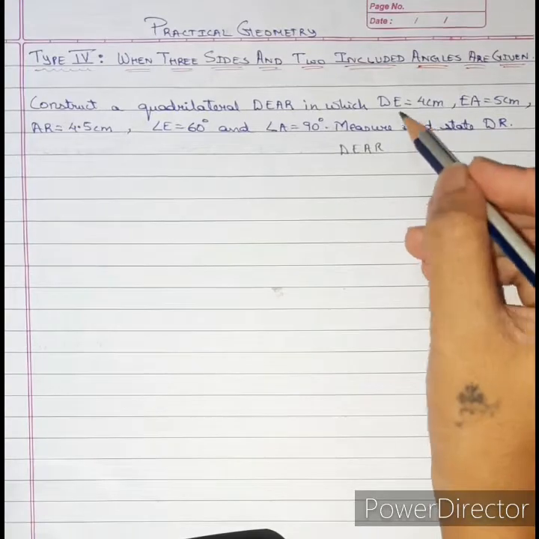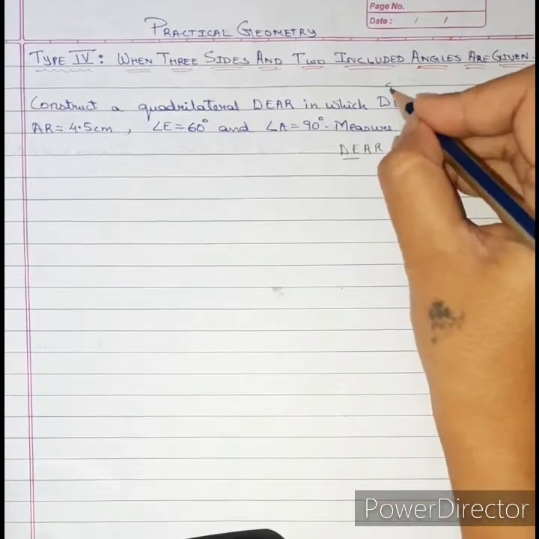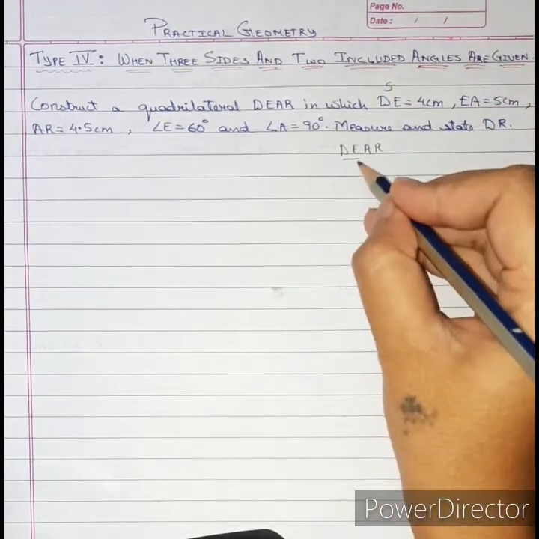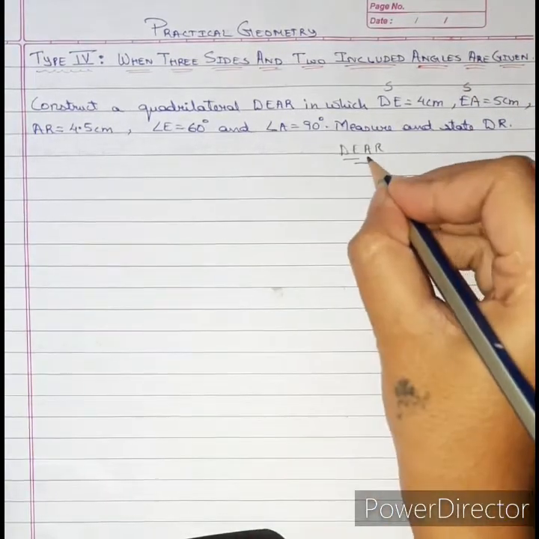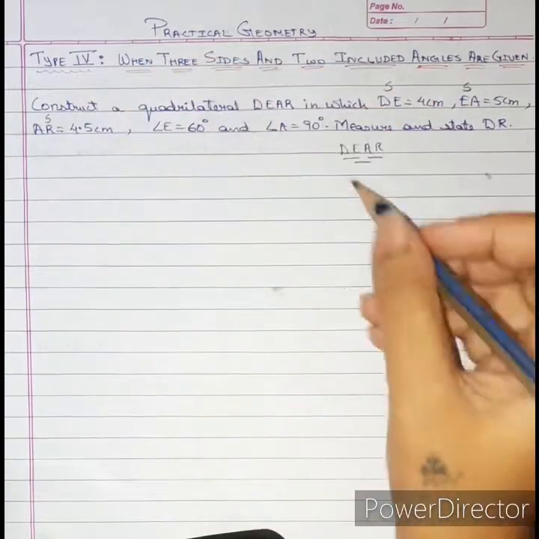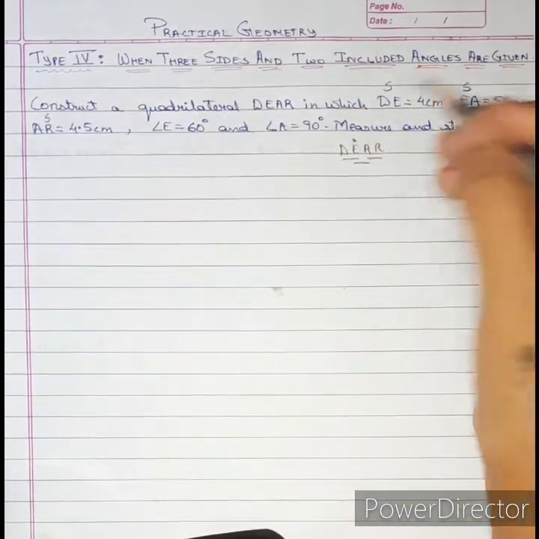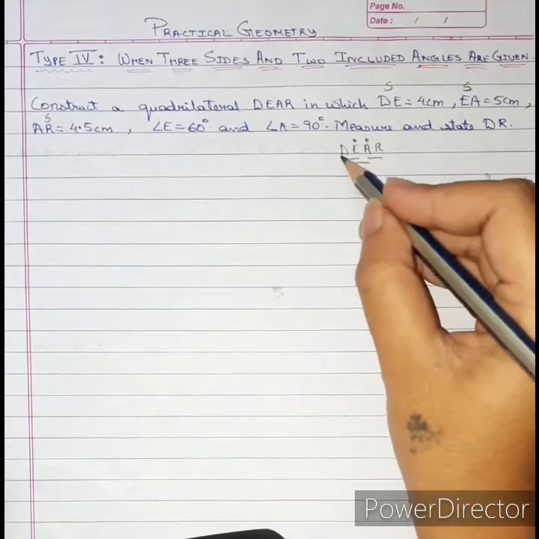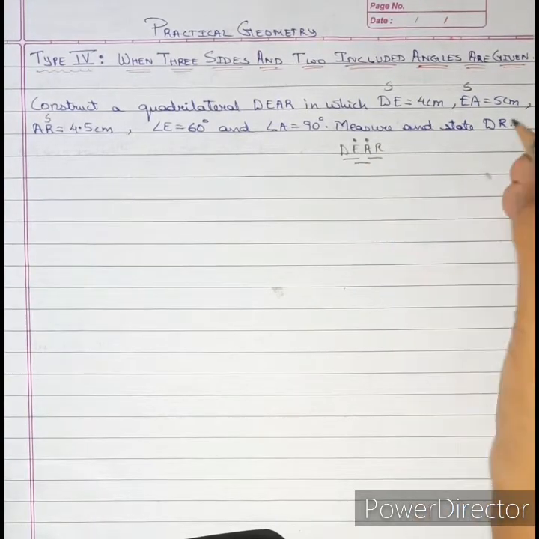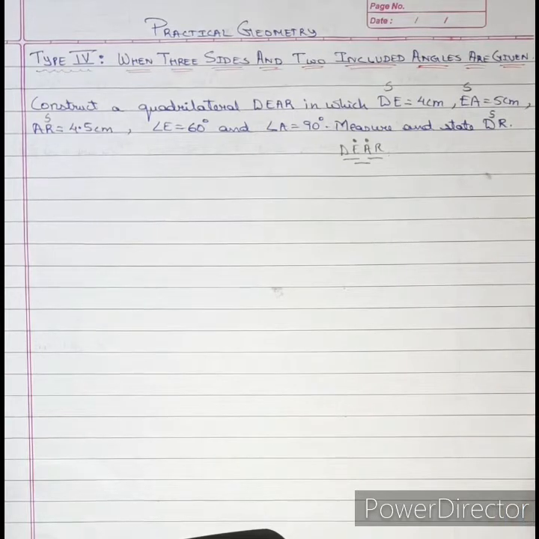We are given DE, so that is a side. EA, that is another side. AR is the third side. Angle E is given and angle A is given. Measure and state DR. So the fourth side is not given, so we need to find that.